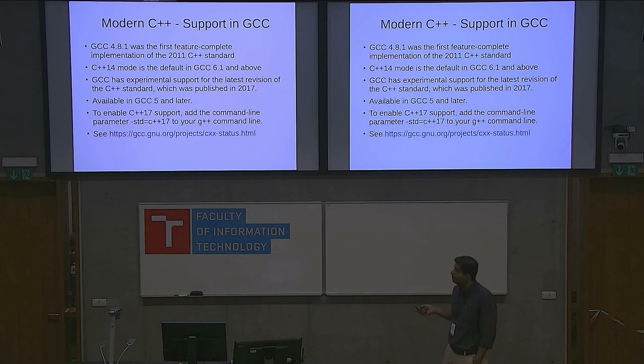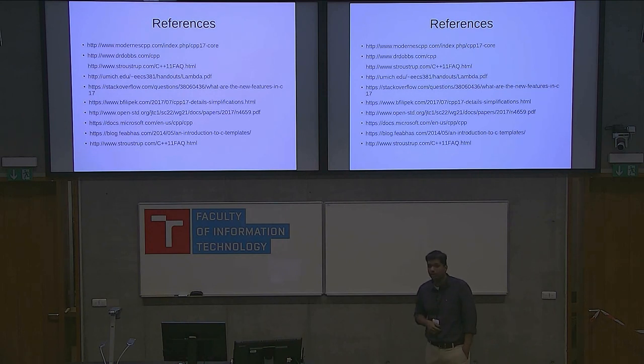The GCC I've seen on RHEL 7.5 is 4.9 point something. Yes. So it does have C++11, everything. C++14 is a default in 6.1, but everything after 5 has 14. And that's it. That's what I have, unless there are more questions.